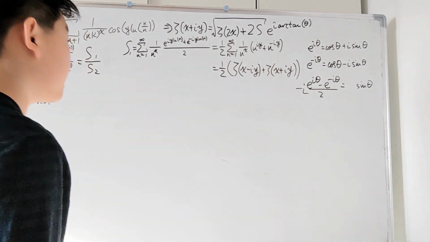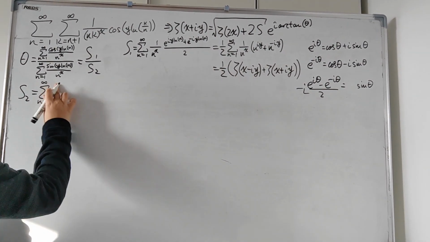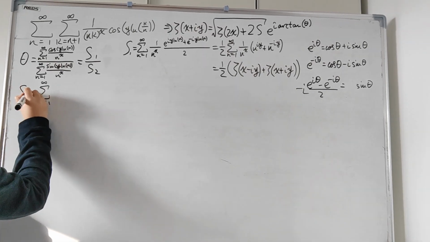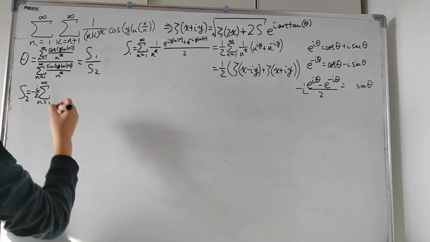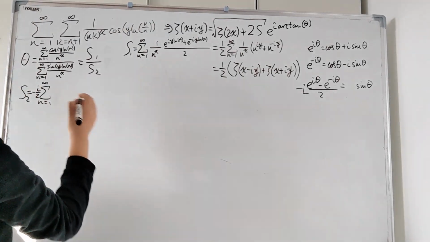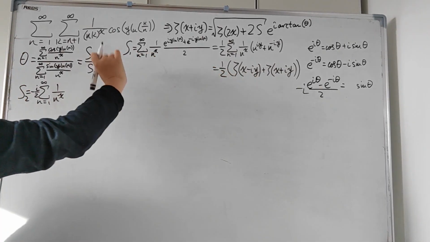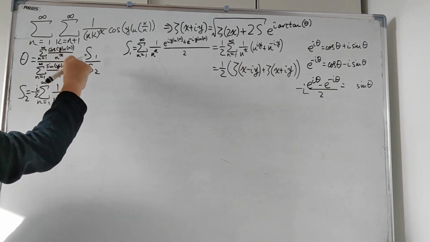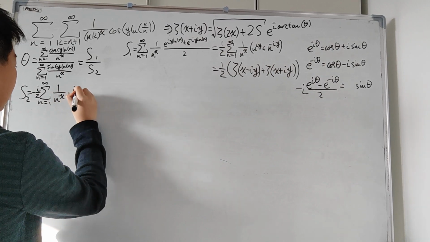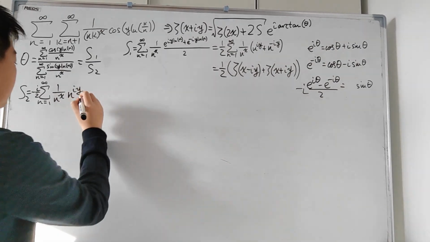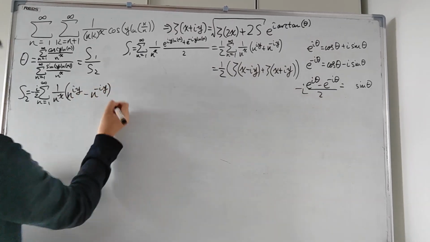Now, negative i over 2 is a constant. We can drag that out. So we have here negative i over 2, right? And then here we have another sum, 1 over n to the x, e to the i y natural log of n is going to be n to the iy, okay, minus n to the negative iy. It's just the exact same thing.